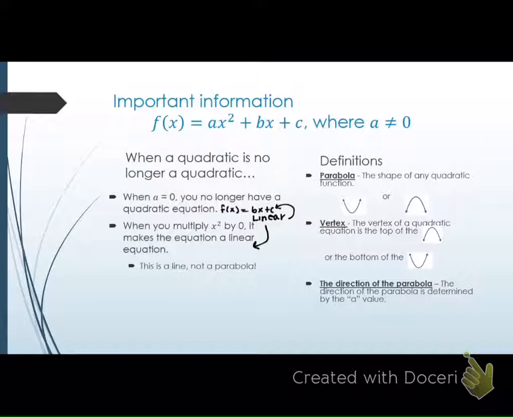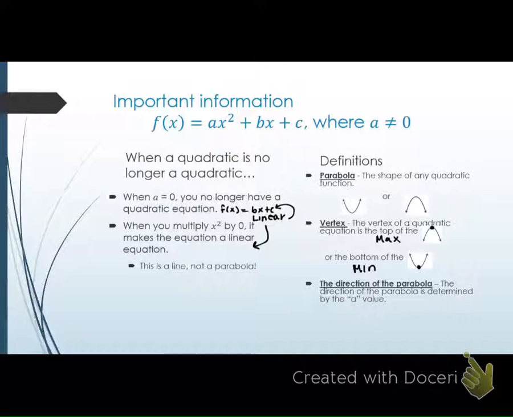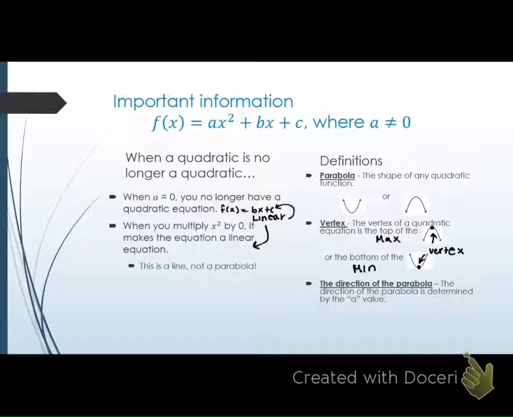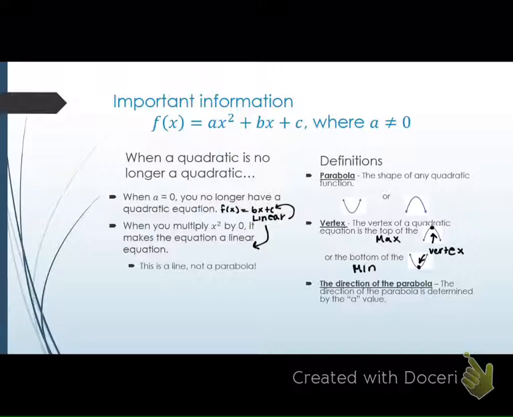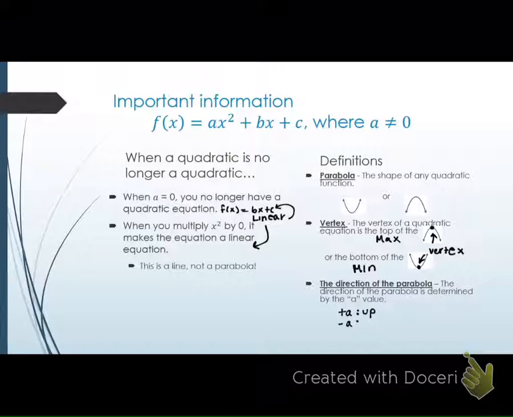If it's the top, it's a max. If it's the bottom, it's a min. Your vertex is right here. The direction of opening of the parabola is determined by your A value. If A is positive, you're going to open up. And if A is negative, you're going to open down.